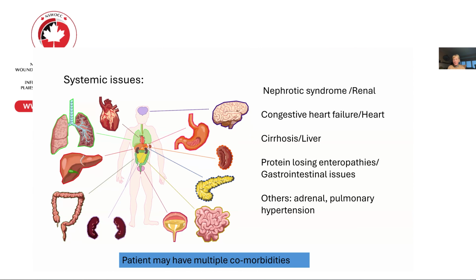Gastritis, like in the form of Crohn's and ulcerative colitis, can also cause protein-losing enteropathies. And there are other systems as well. But just remember, in your history, think about the comorbidities. As our patients age, there's often more than one. Next slide.